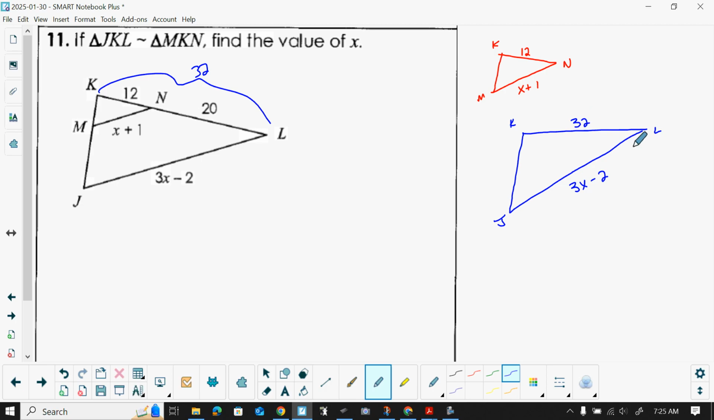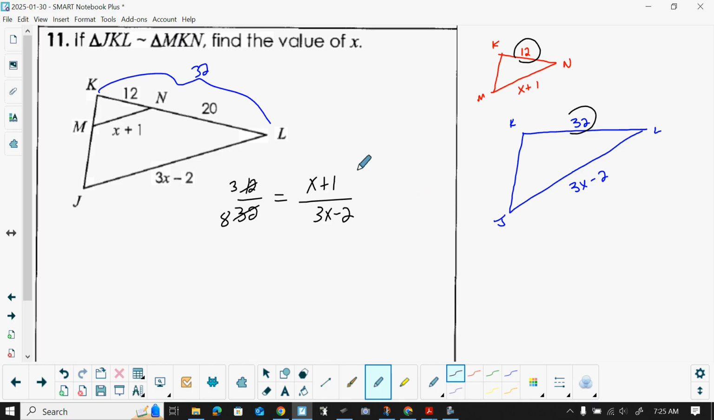All right, see how that does that? A couple people that were working on this yesterday had some troubles with that. That was the trouble. Now we can set up our ratio. The 12 goes with the 32. And the x plus 1 goes with the 3x minus 2. And again, I already see that this can be simplified. I know that 4 goes into both of these. 4 goes into this 3 times. 4 goes into that 8 times.